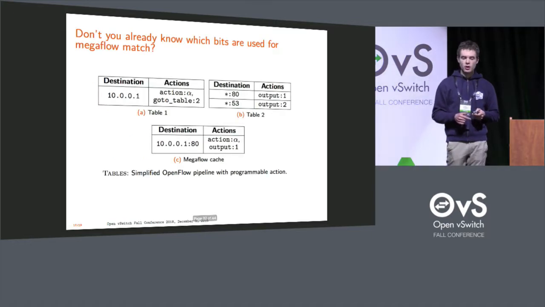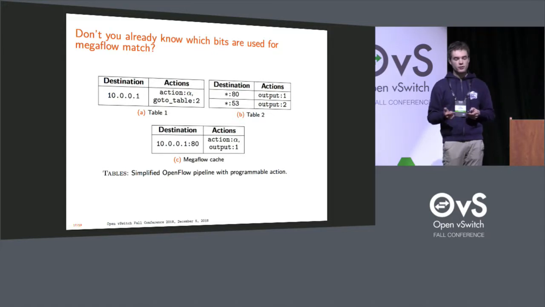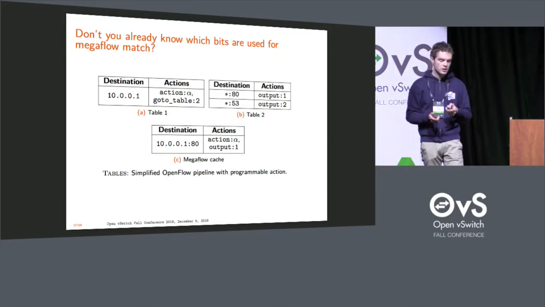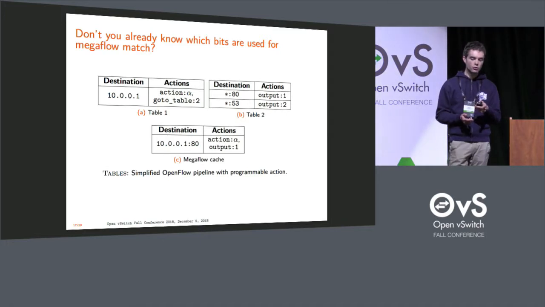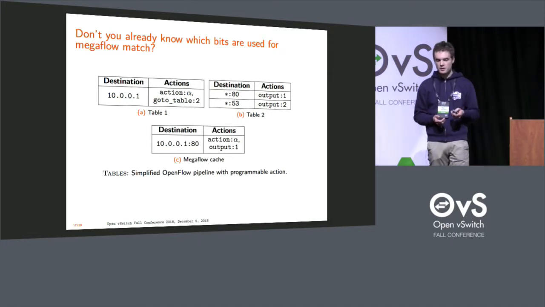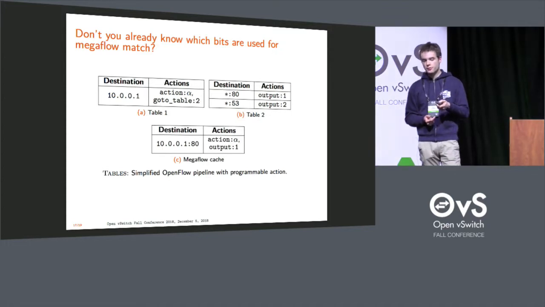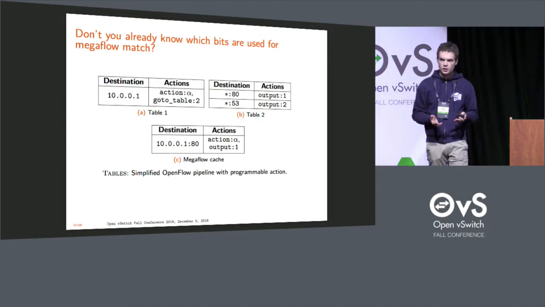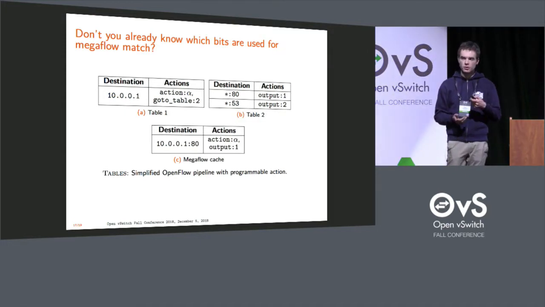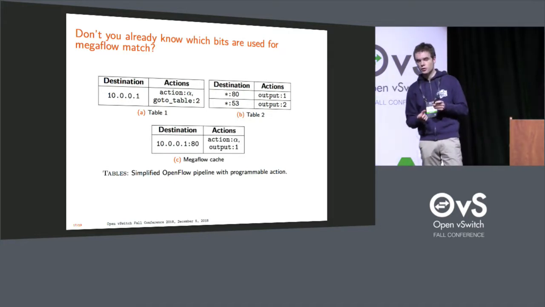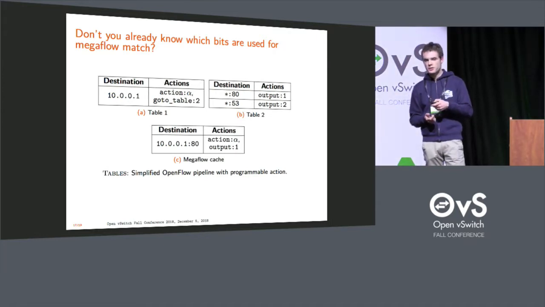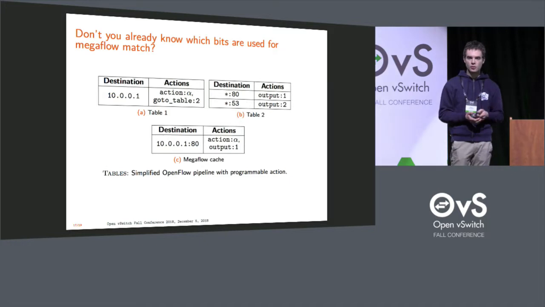So you might be wondering, why do I need to track bits used for the megaflow match? Because I already know that, for instance, in this case, in my megaflow cache, I have a rule matching on 10.0.0.1 and port 80. So I'm using these bits and these fields to match the packets. But actually, in this case, if action alpha changes the destination IP address, it's not an issue for me. I don't need to recirculate packets. I only need to recirculate packets if I change the destination port. So we have to track the field used to match packets after the programmable action was looked up.